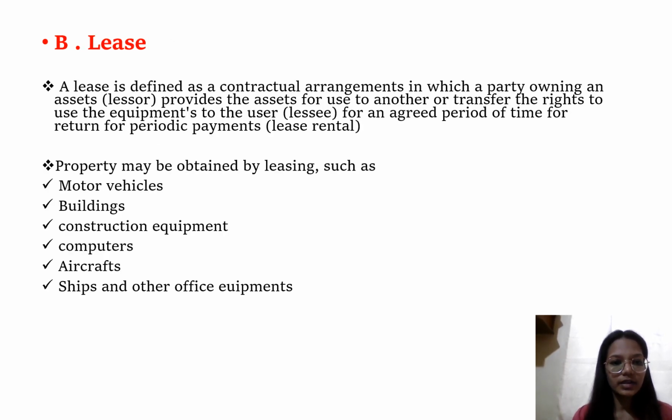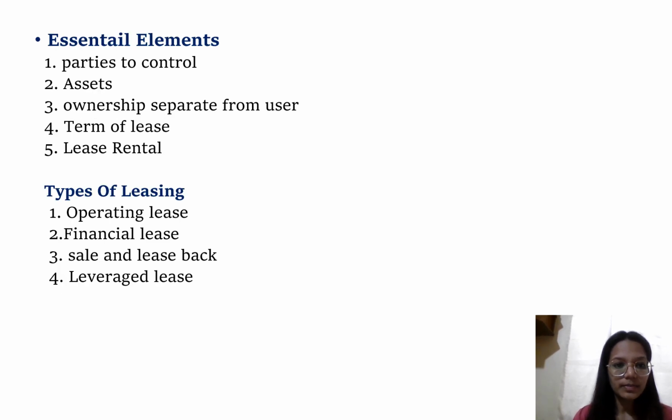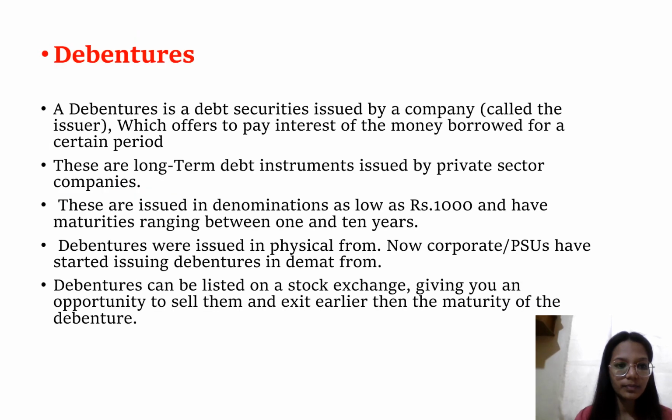Lease. A lease is defined as a contractual arrangement in which a party owning the assets provides the assets for use to another, transferring the rights to use the equipment to the user for an agreed period of time, in return for a periodic payment. Property that may be obtained by leasing includes a motor vehicle, building, construction equipment, computers, aircraft, ships and other office equipment. Essential elements: parties to the contract, assets ownership separate from user, term of lease, lease rental, type of leasing: operating lease, financial lease, sales and lease back, leveraged lease.